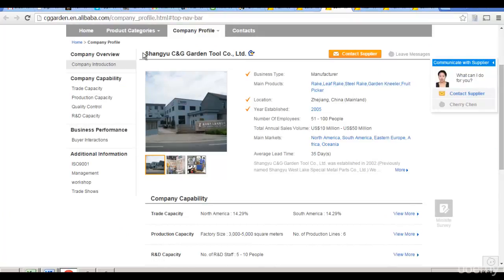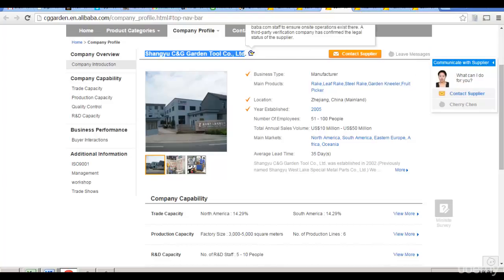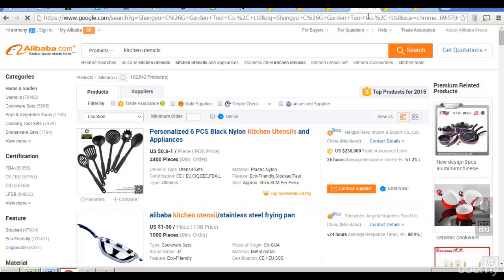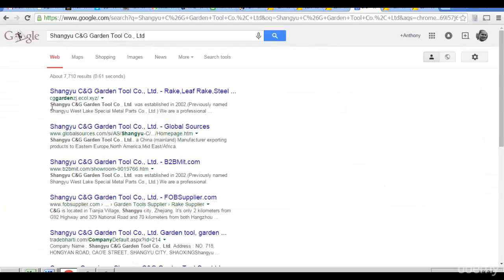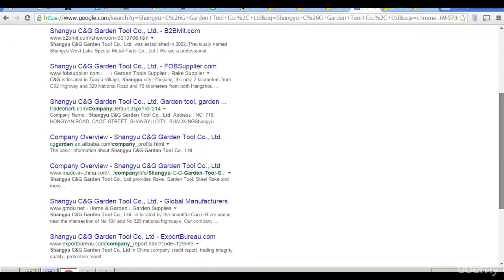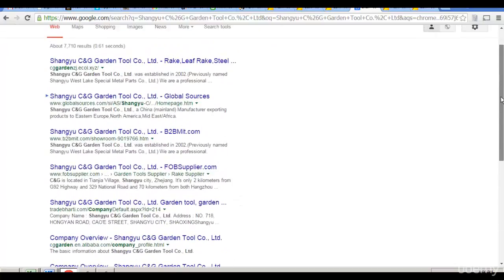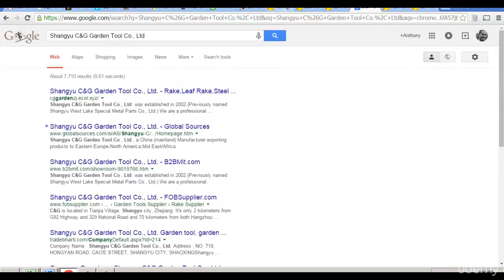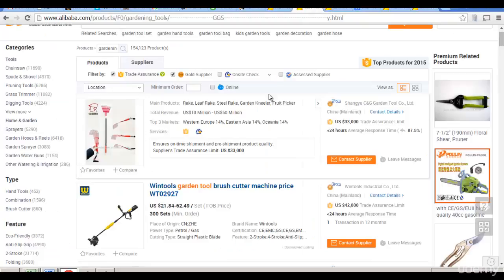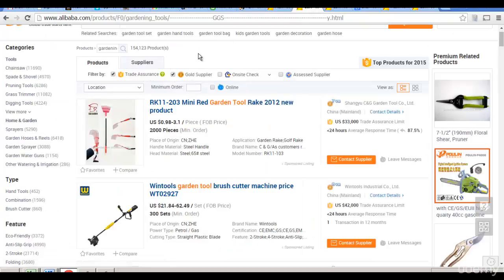Another good thing is to copy their name and then put it into Google. So I'm going to copy their name, and then I'm going to put it into Google to then go look a little bit to see if there's any other information about this company. See that they're on other websites. They're on Global Sources, and see if they're on any other websites other than Alibaba. If there's nothing except for that one page, that's a red flag. But of course, if they're a gold level supplier and they have trade assurance, you can pretty much rest assured that they're a legitimate supplier.